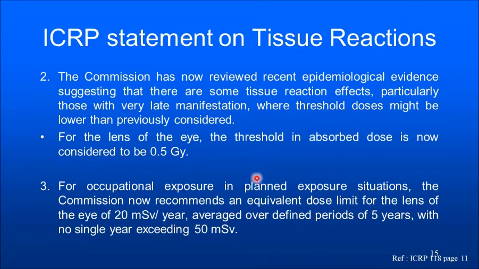For occupational exposure in a planned exposure situation, the Commission now recommends an equivalent dose limit for the lens of the eye of 20 millisievert per year, averaged over a defined period of 5 years, with no single year exceeding 50 millisievert. It looks very similar to the whole body dose limit.